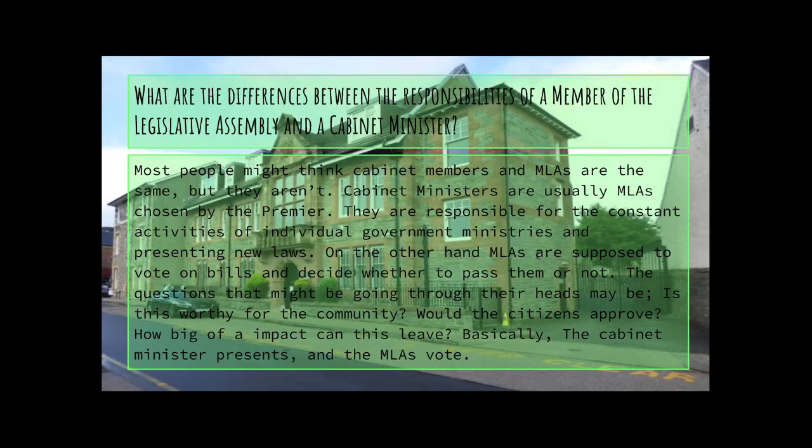The questions that might be going through their heads may be, is this worthy for the community? Would the citizens approve? How big of an impact can this leave? Basically, the cabinet minister presents and the MLAs vote.